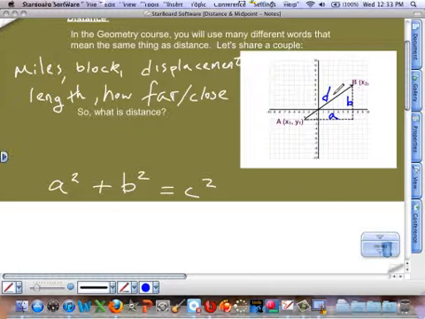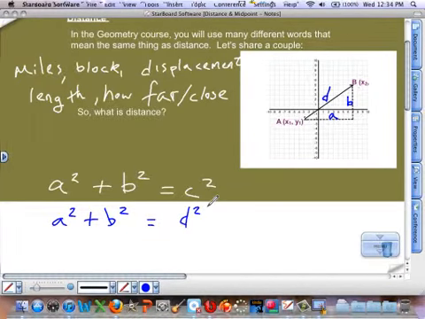So if I use the Pythagorean theorem, I get A squared plus B squared equals D squared, correct? But do I want to know what D squared is, or do I want to know what D is? So how do I get D by itself? Come on, guys, Algebra 1 question. If I have D squared, how do I get just D?